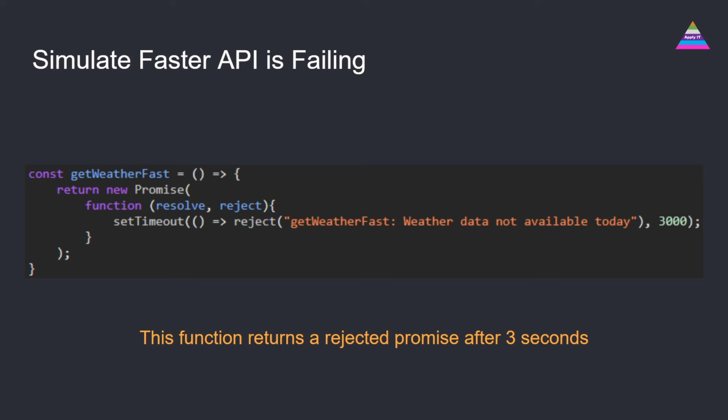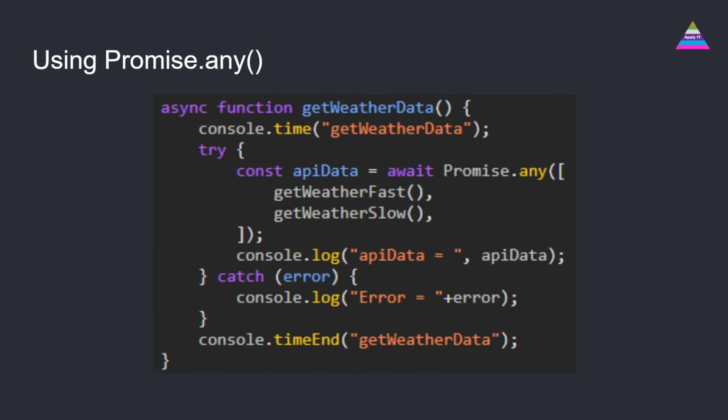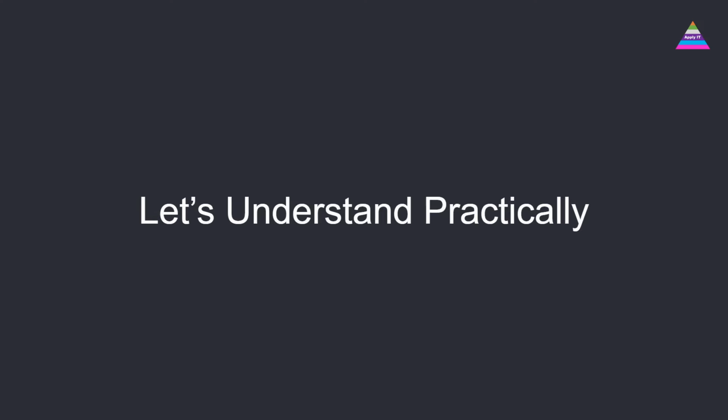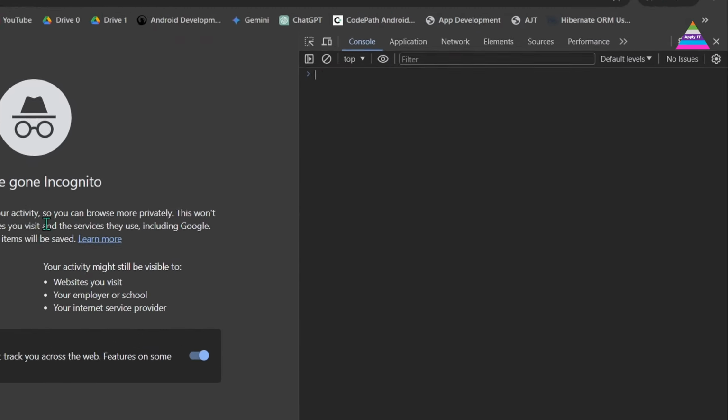Now we are considering the next situation where we are making our faster API fail. To simulate that, we are returning a rejected promise after 3 seconds from this getWeatherFast API function. And then again, we observe the behavior of Promise.any and Promise.race, and what behavior we are getting in this situation. So let's understand this practically. Let's go to Google Chrome and try to understand it.